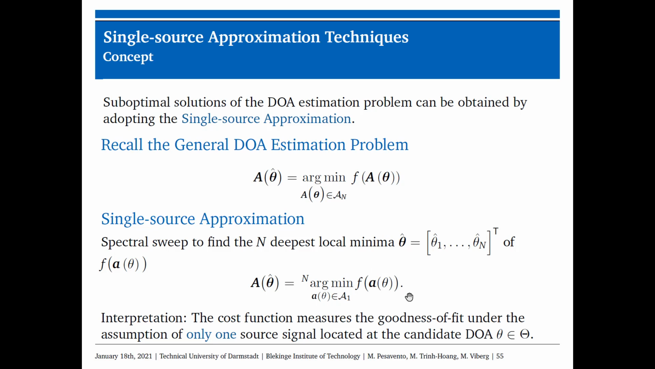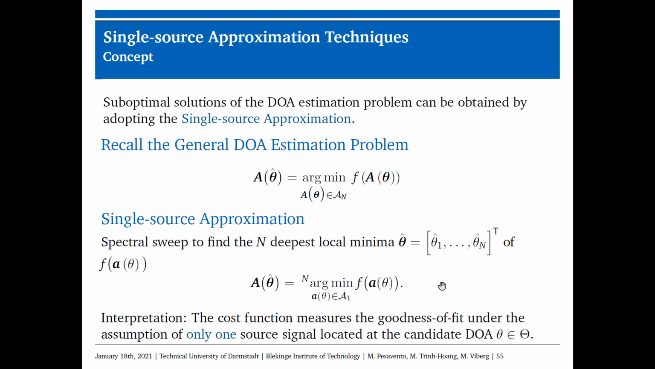Then we perform a spectral sweep over the discretized field of view. The position where we attain the n deepest local minima are considered to be the estimated DOAs. We can summarize the whole procedure of the spectral sweep in the following shorthand notation, where we find the position of the n deepest local minima of f.